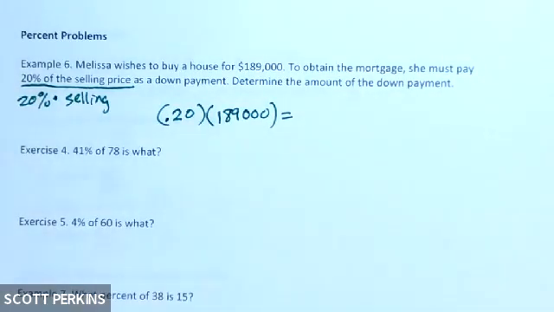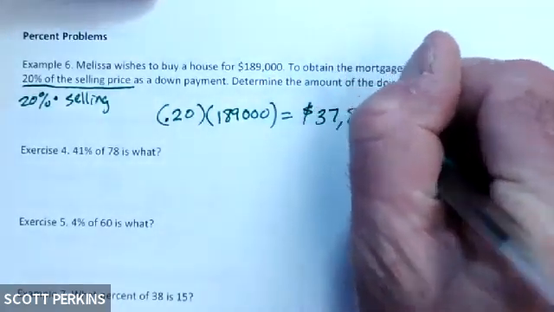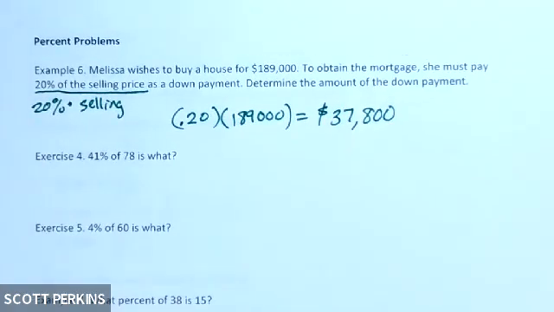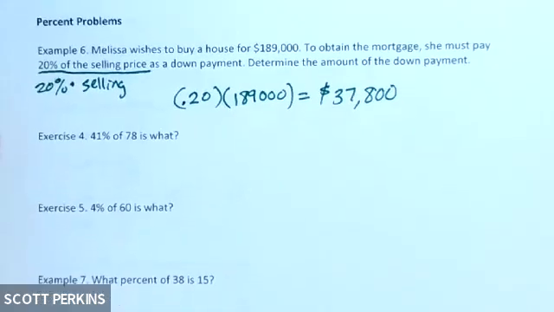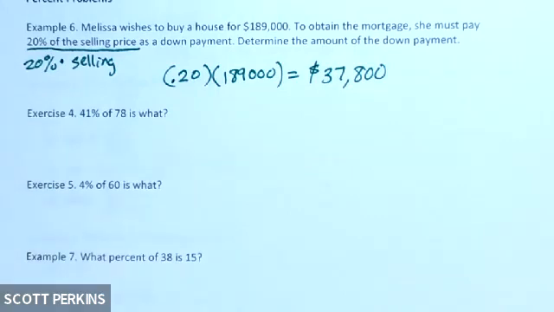And when I throw that into my calculator, 189,000 times 0.20 is $37,800. That is what Melissa needs to bring to the table in order to buy that house. Okay, fantastic. So the next problem I gave you is the same thing, without all the words. If you would go ahead and give exercise 4 a try: 41% of 78 is what?